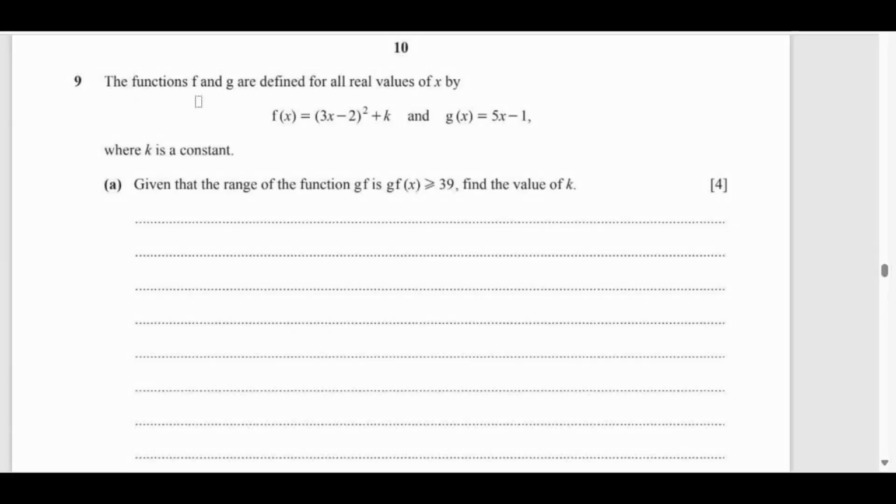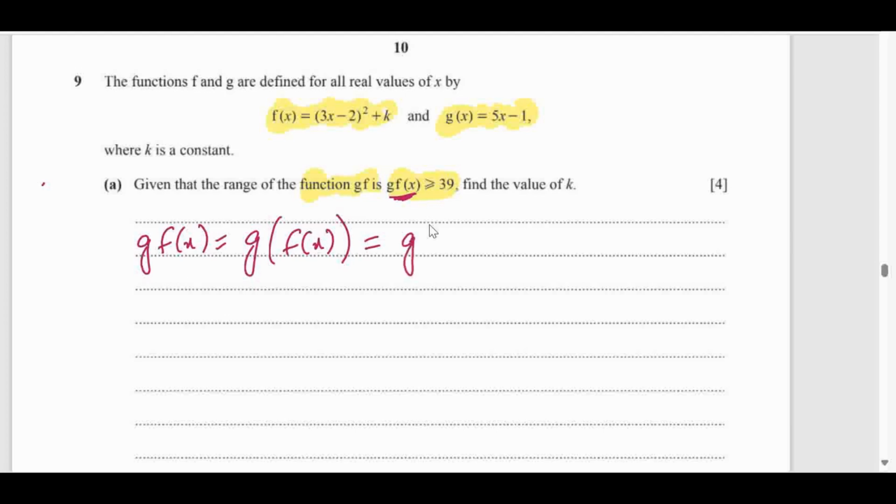Now in question number 9, the functions f and g are defined for all real values of x by f of x equals this thing and g of x equals this thing, where k is a constant. Given that the range of the function gf of x is this thing, find the value of k. Now gf of x means that the internal function will be f of x, which means that we need to find out g.